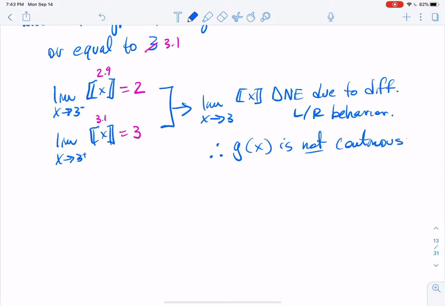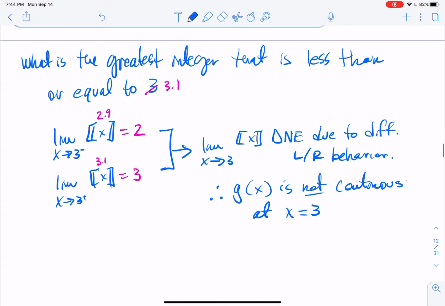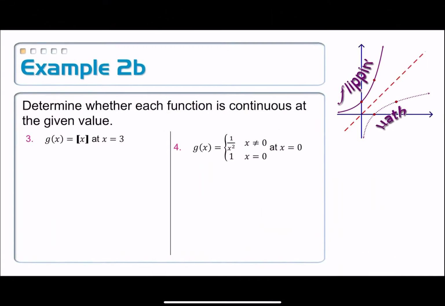Observe how I underline that. It's super important. Continuous at x is equal to 3. Let's look at the graph for that one back over here.